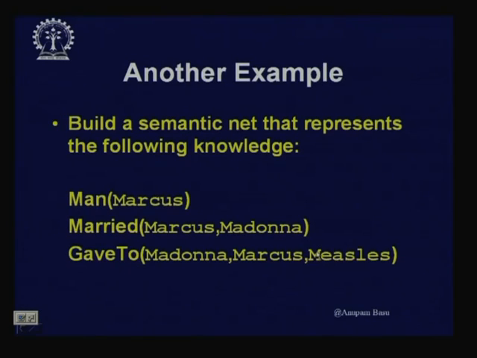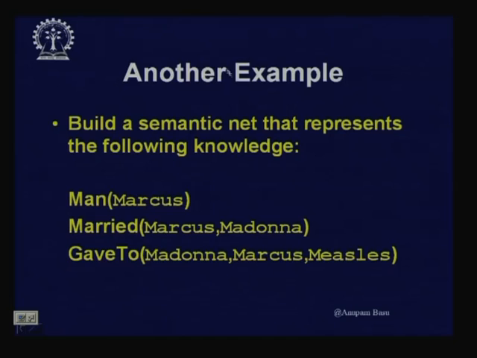So we will just conclude today by giving another example, and we will proceed from this point onwards in the next lecture to show how the inferences are done, but let us first look at another example. Suppose we are asked to build a semantic net that represents the following knowledge. We have just now shown that given a particular semantic net, how that can be represented in the form of logic. Now what we are showing in this example is, given some logical statements, can we draw a semantic net with that? So let us look at these statements.